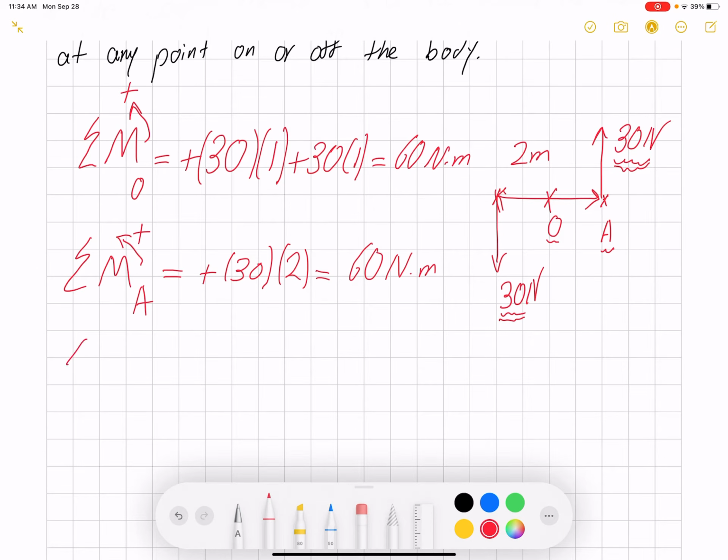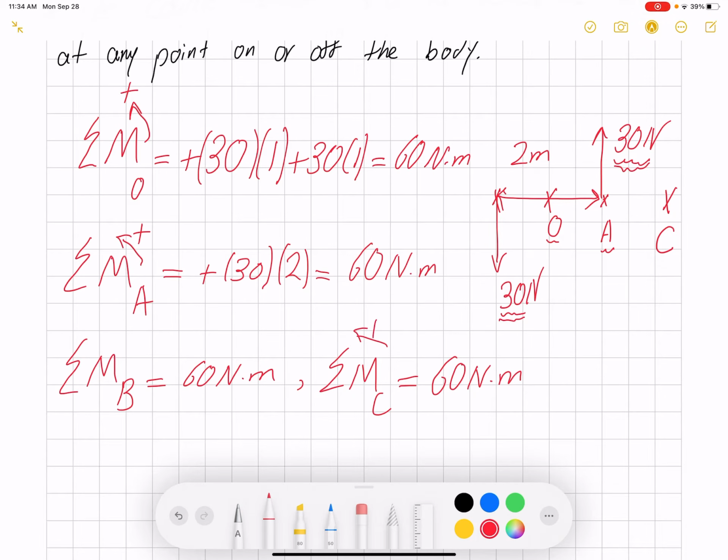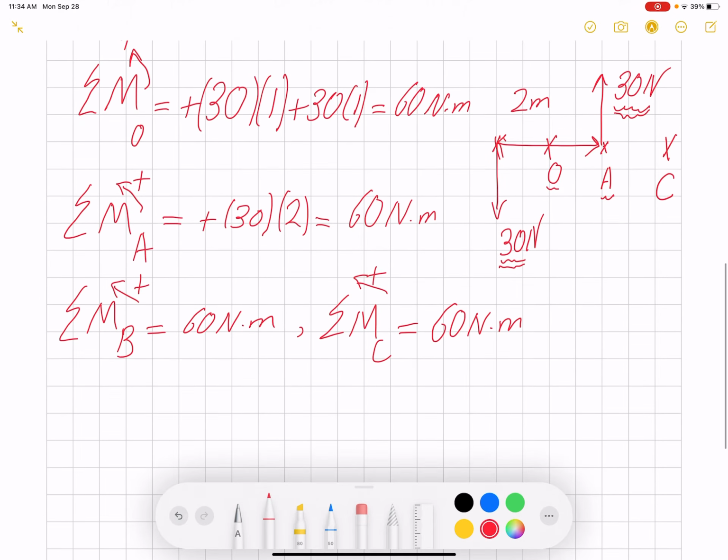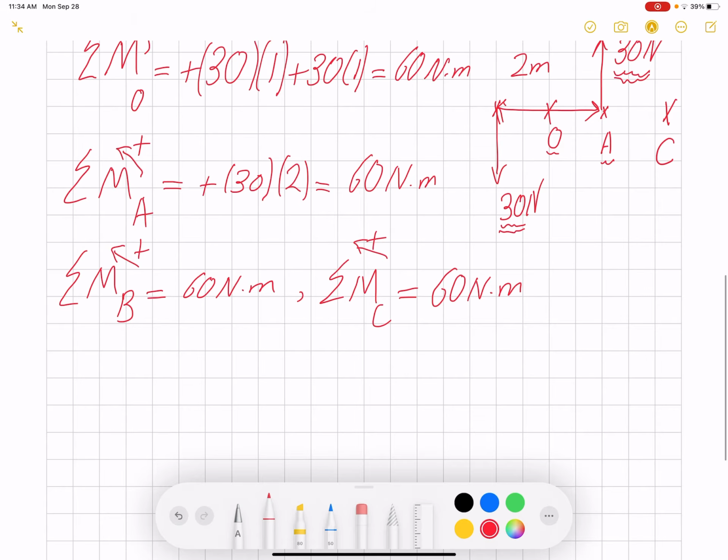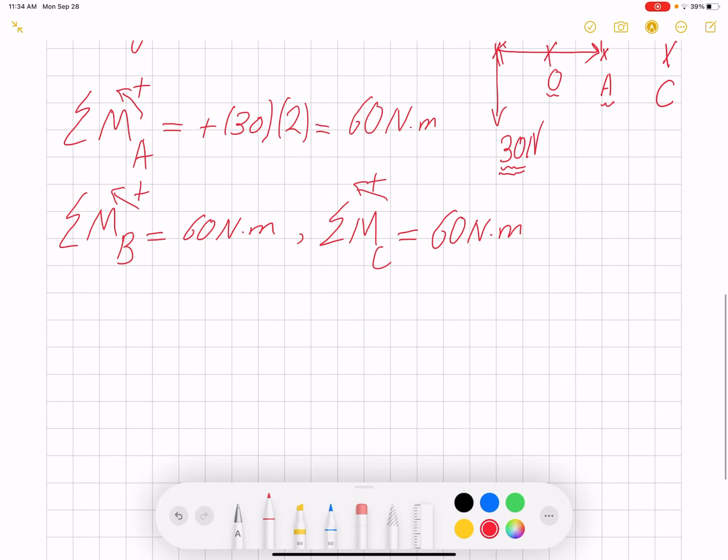You can find a moment about point B and you will get the same answer. You can find a moment about, let's say, a point outside our body, C, and you would get the same answer. And that's the main feature of the couple moment that we are talking about today: a couple moment is a free vector. It can act at any point on the body and is produced by two forces that have the same magnitude but opposite direction.